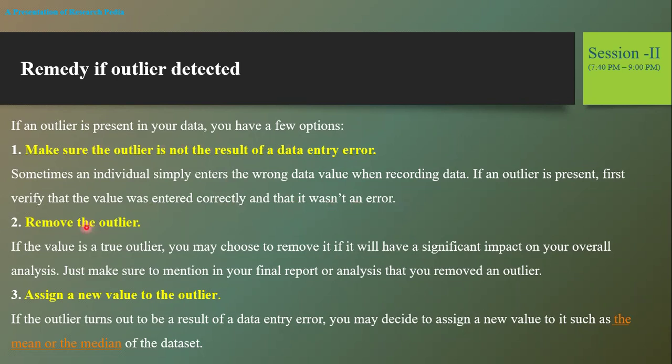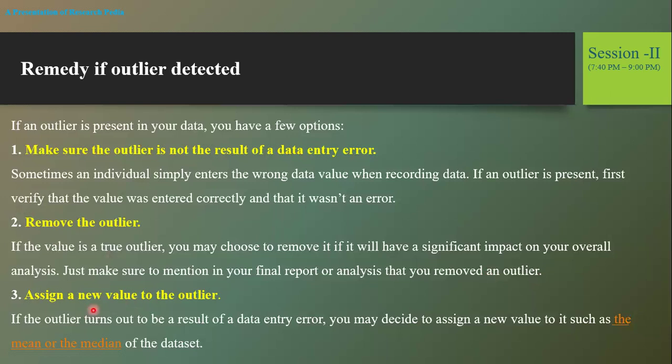The second thing is to remove the outlier. If the value is a true outlier, you may choose to remove it if it will have a significant impact on your overall analysis. So if you find an extreme outlier, and you think that it can impact your results, you simply remove that outlier. Just make sure to mention in your final report or analysis that you removed an outlier.